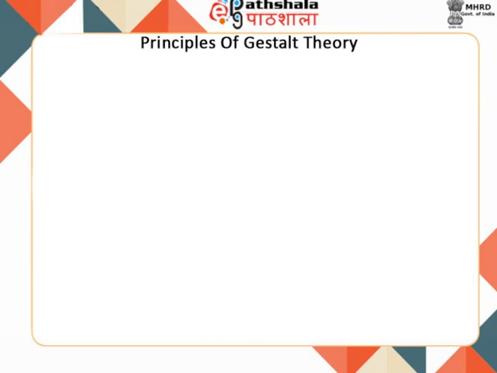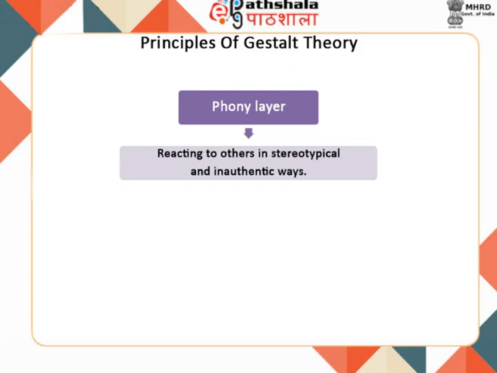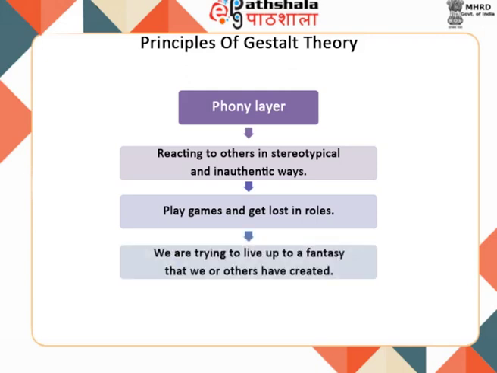The first layer we encounter is the phony layer. It consists of reacting to others in stereotypical and inauthentic ways. This is the level where we play games and get lost in roles. By behaving as if we were a person that we are not, we are trying to live up to a fantasy that we or others have created. Once we become aware of the phoniness of game playing and become more honest, we experience unpleasantness and pain.